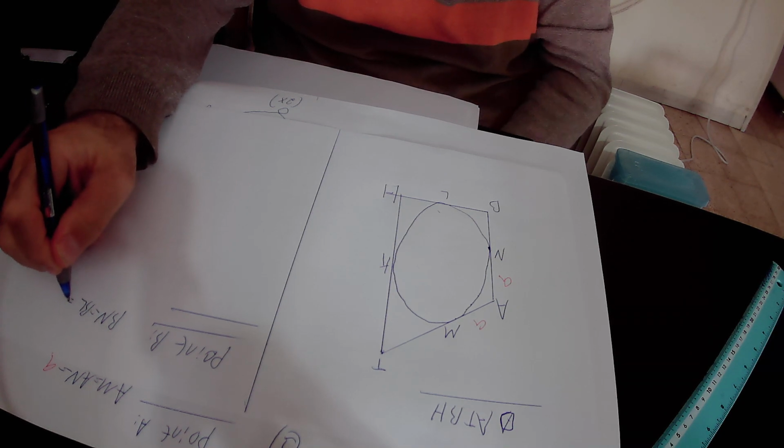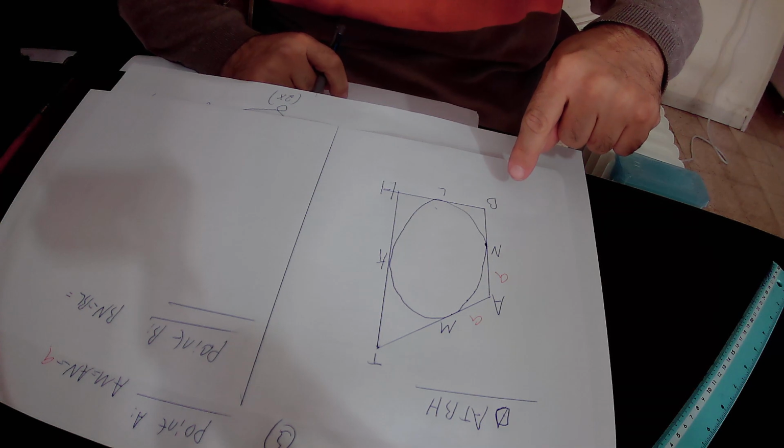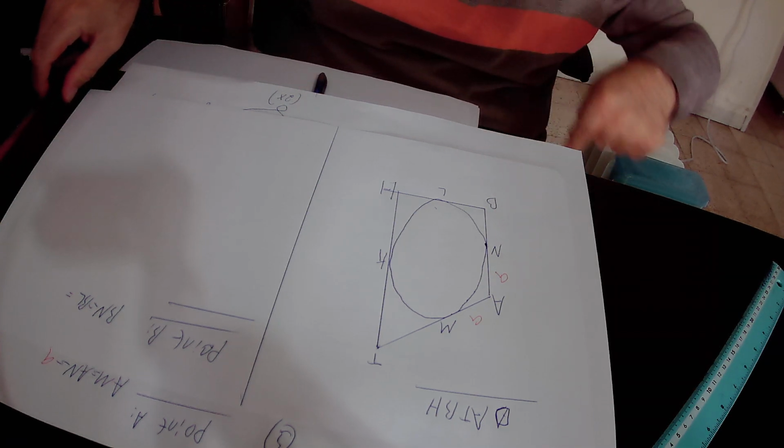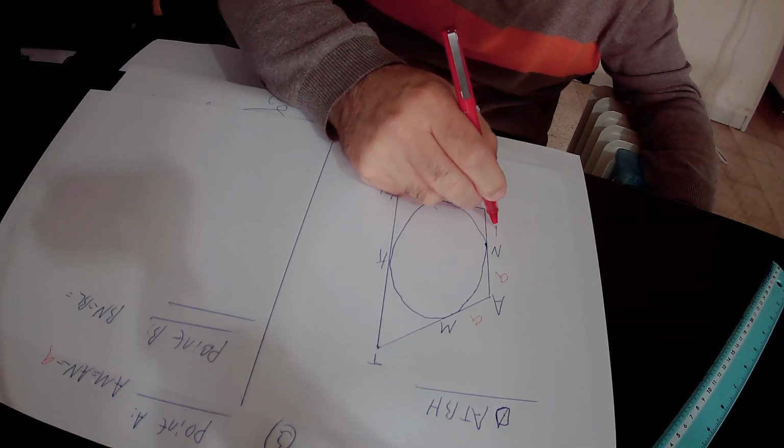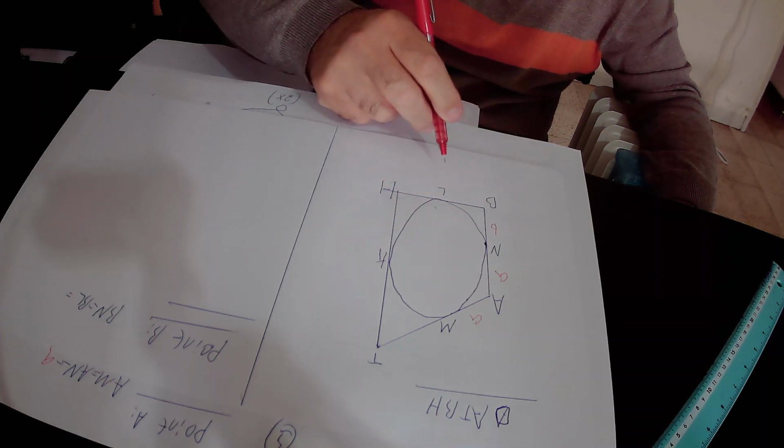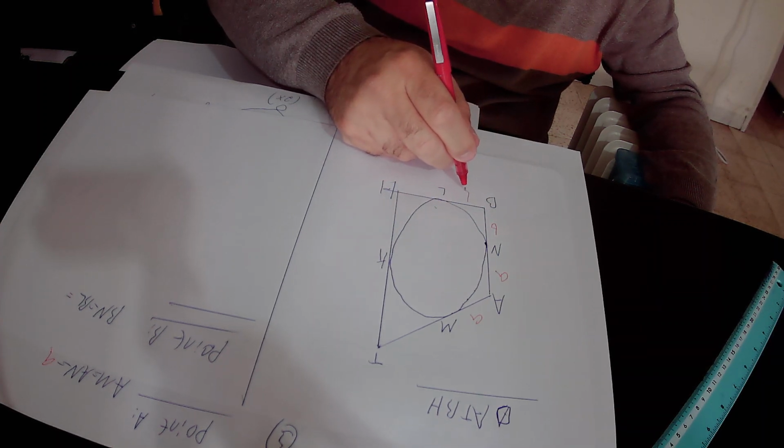So if we define the length of tangent BN as B, then the length of tangent BL must also be equal to B, because they are equal to each other.